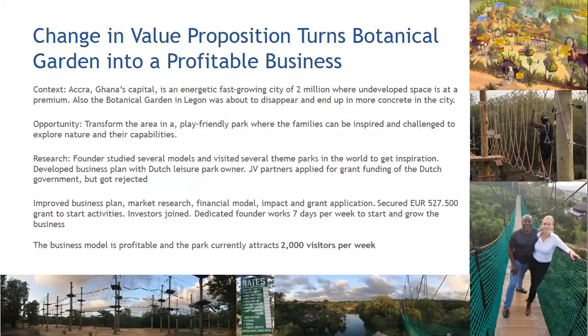So the managing director, who was in the picture here as well, had the idea to turn it into a play-friendly park, a leisure park, where families can relax. He did research and visited several theme parks in the world to get inspiration, which is really key, right? What are other people doing? What can I learn from them? What are other successful models? And what might work here in Ghana?